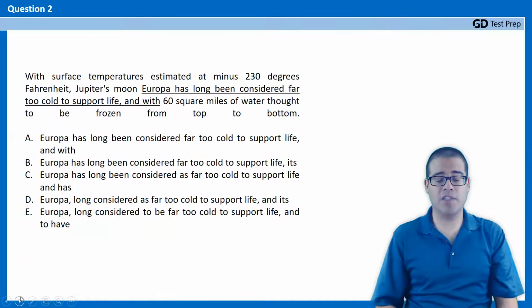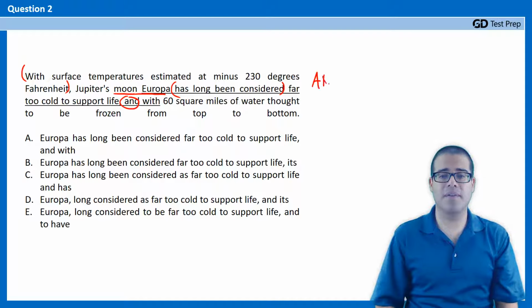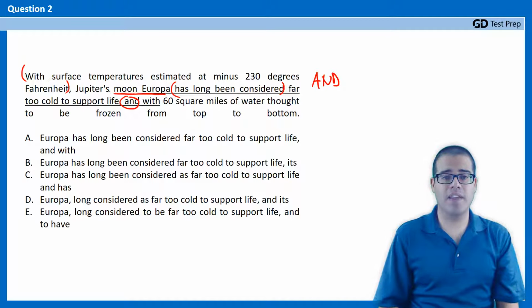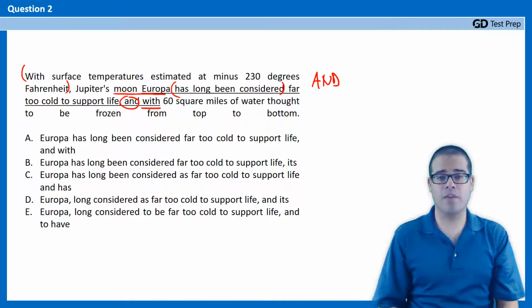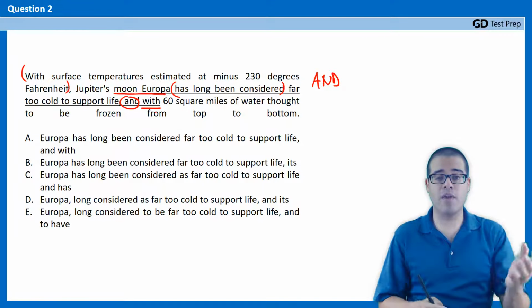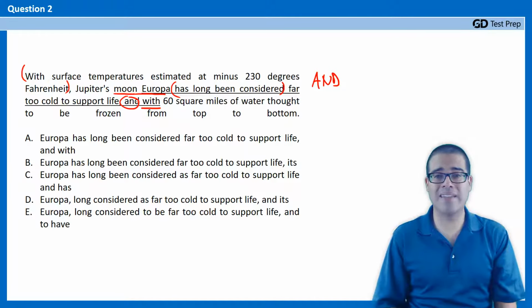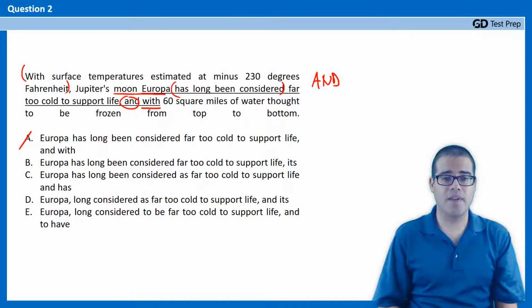Another structure which is usually more challenging is this one. You're starting with a modifier, then you have the subject, which is Jupiter's moon, Europa, then the verb, has been considered far too cold to support life. Be careful with comma and. Remember that and creates parallelism. If I have a preposition after and with, usually you need a preposition before and. Something similar to with and with. Okay, preposition and preposition. So A is not parallel because there is no with before and. A doesn't work.